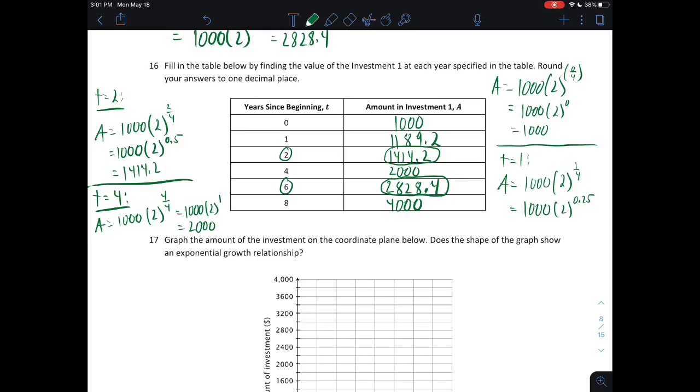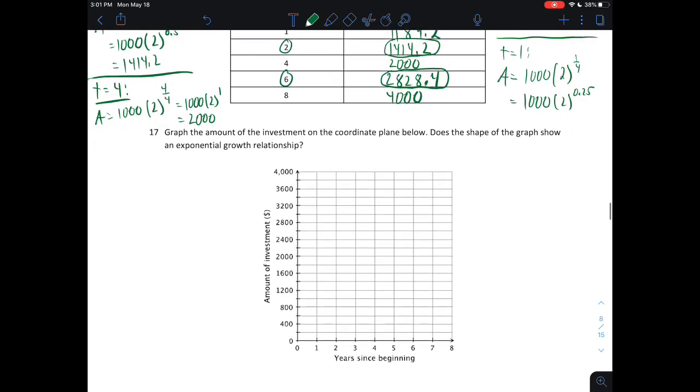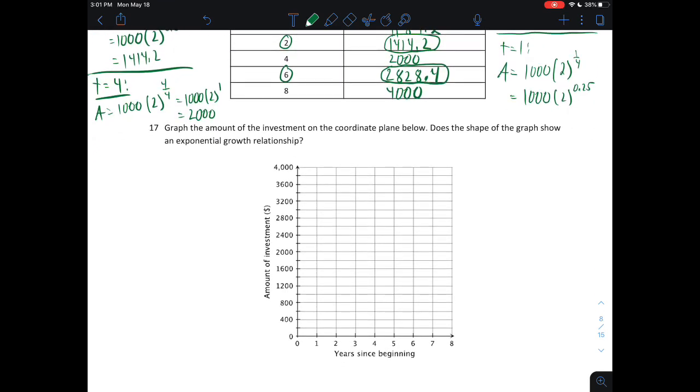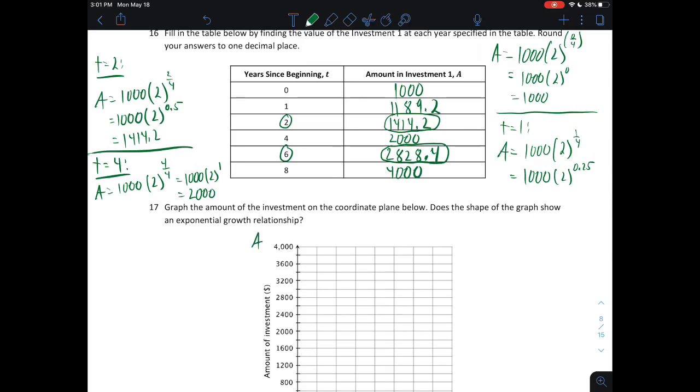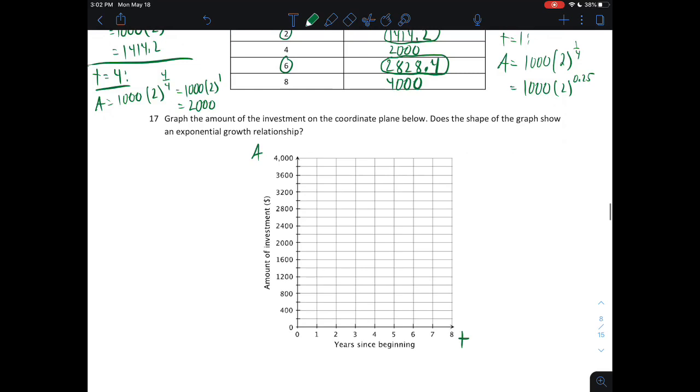All right, now number 17, graph the amount of the investment on the coordinate plane below, which means we're going to take the years that we have. Those are our horizontal values, so these are the t values down there. And then we're also going to match those up with the amount of the investment. Those are the a values. So for example, at t equal to 0, we had $1,000. That gives us a point on the vertical axis corresponding with 0 as the horizontal number and then going up to 1,000. And I put a little dot.